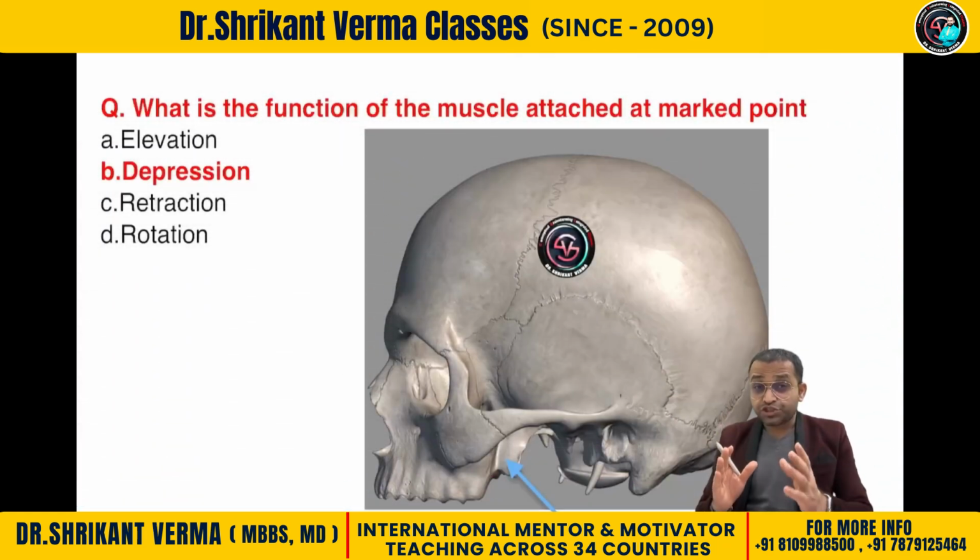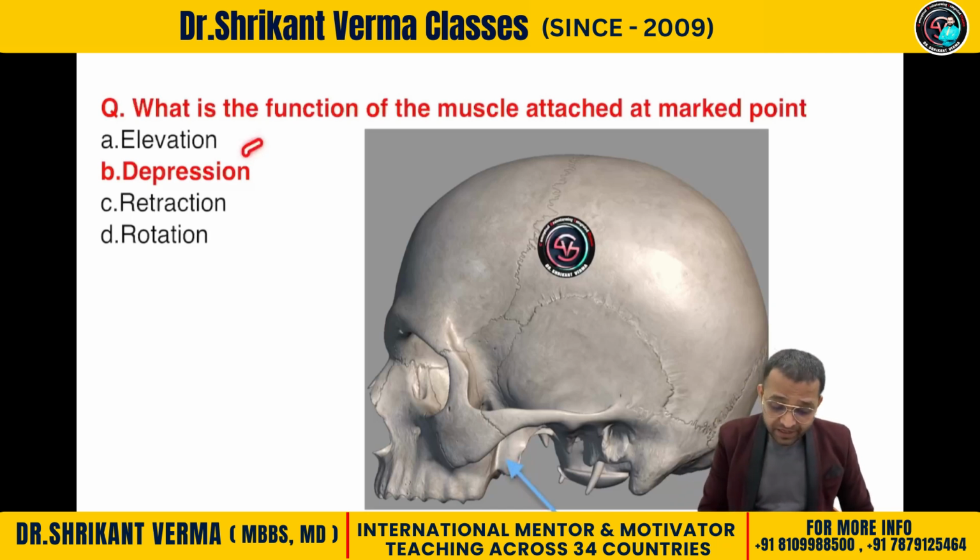The first question you can see on the screen: what is the function of the muscle attached at the marked point, which is marked over the lateral pterygoid plate? Options were elevation, depression, retraction, and rotation. Also, you can say side to side movement.